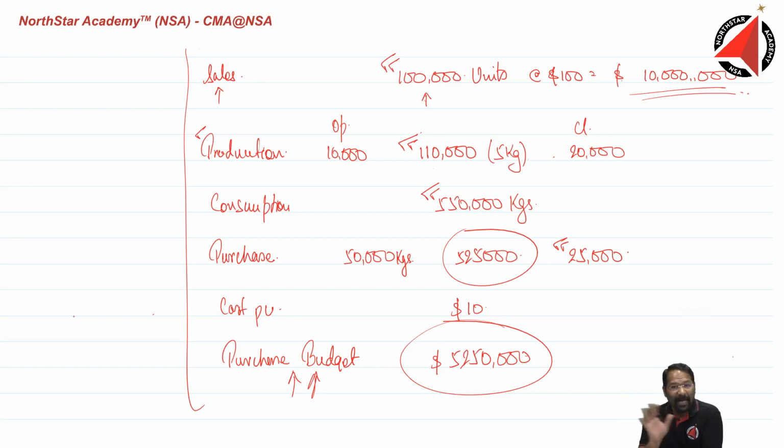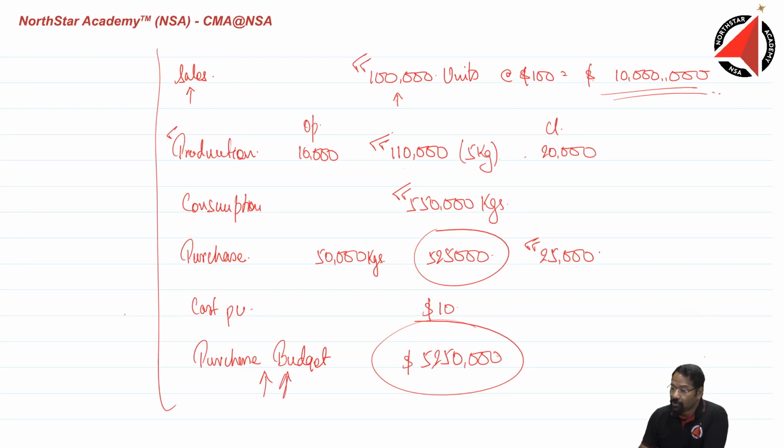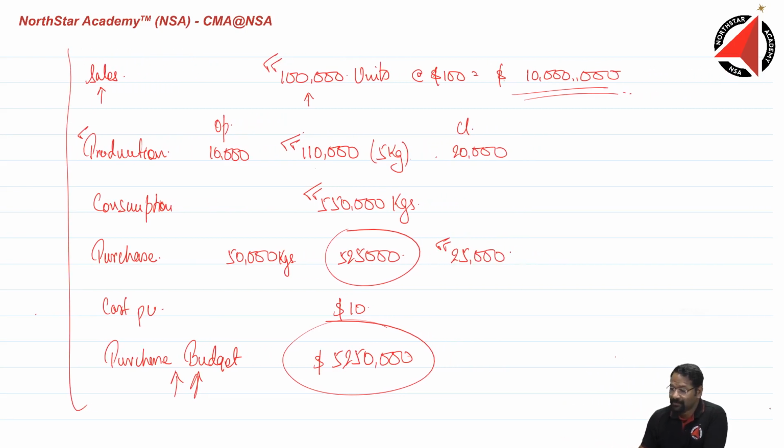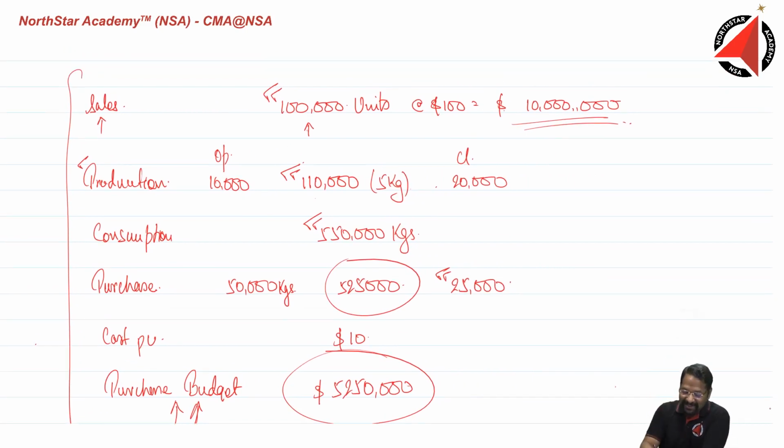Come on. Understood? Now, those of you who did not understand how we are getting this number, don't worry. I will give you a formula. But all of you have understood the concept.